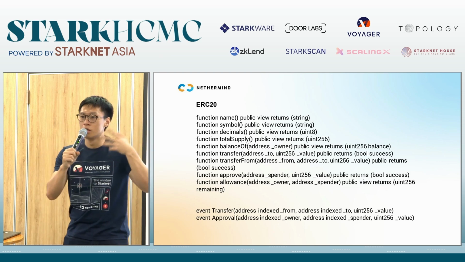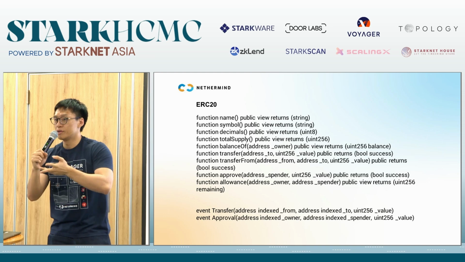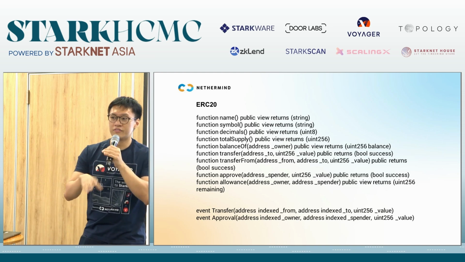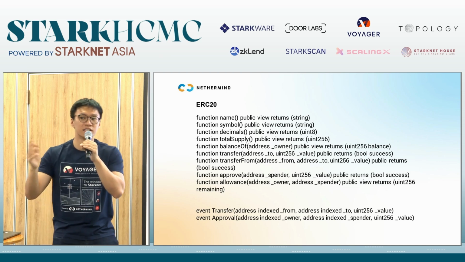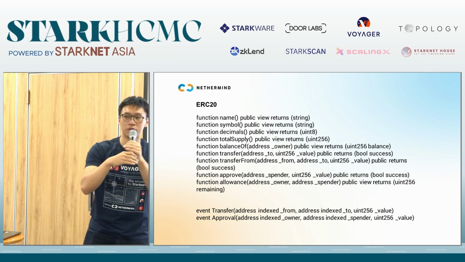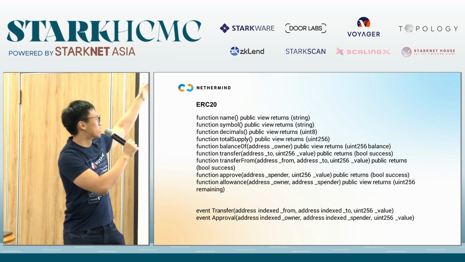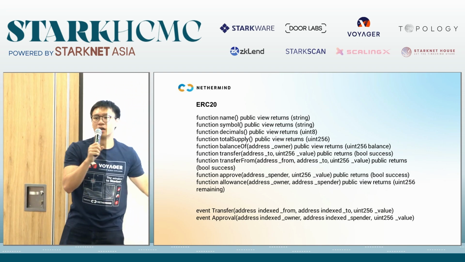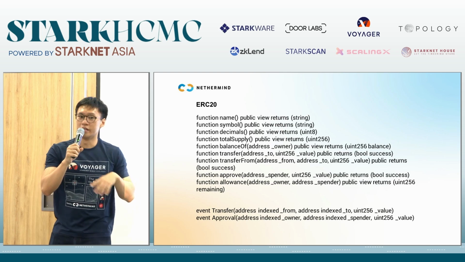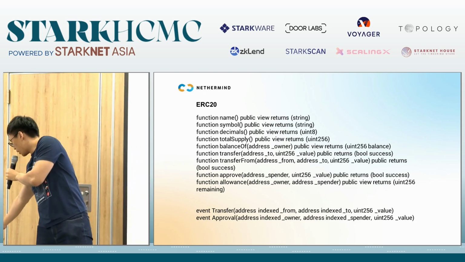Someone just asked me, does Starknet have ERC721? The same concept applies. If you have the same events and the same functions, then it will be classified as an ERC721. In this case, ERC20: these are the functions, the function parameters, and the events that should be emitted to be considered an ERC20.